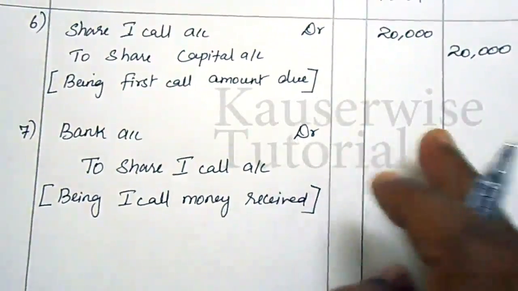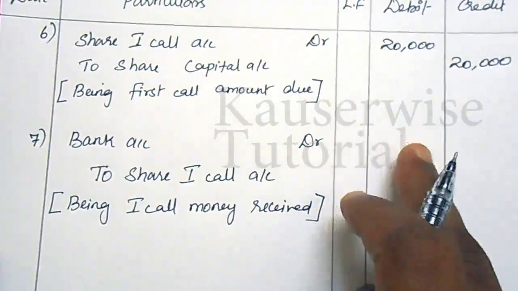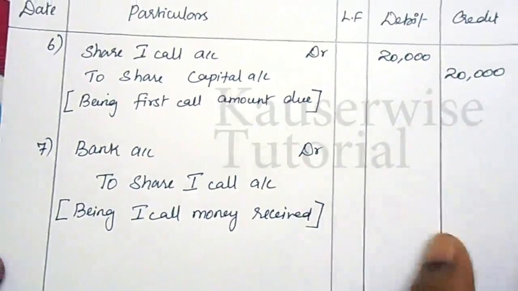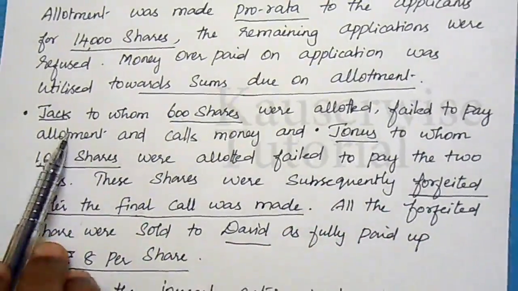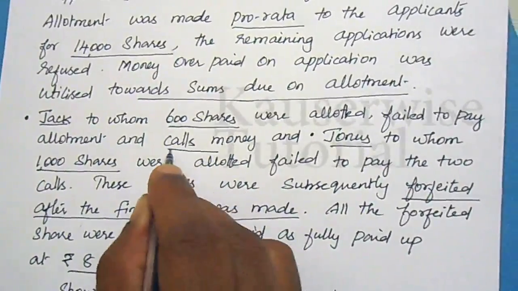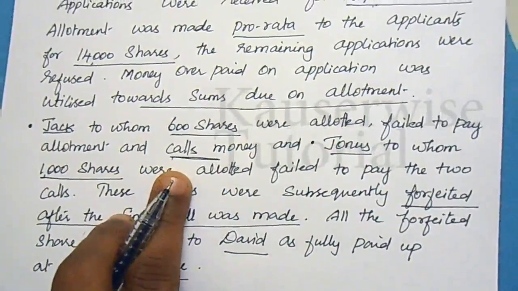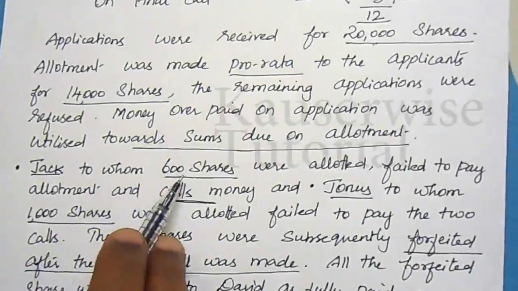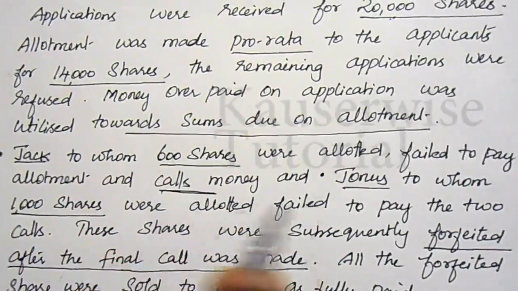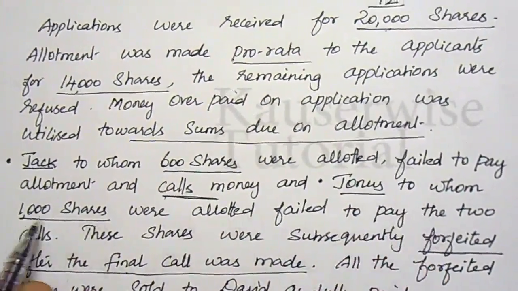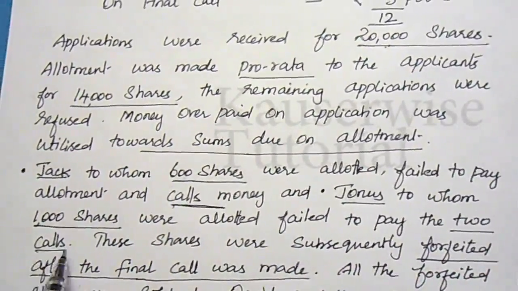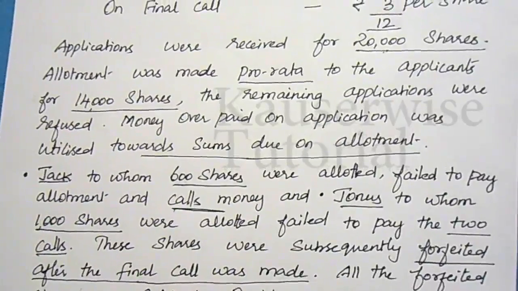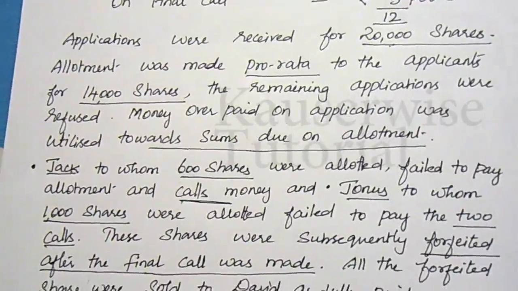Okay, so before you enter the amount which you have received on first call, see the adjustment. Jack, to whom 600 shares were allotted, failed to pay allotment and calls money. So calls money means both first call and final call. So Jack failed to pay first call, and Jonas, to whom 1000 shares were allotted, failed to pay two calls. Two calls means both first call and final call. So both the parties failed to pay calls money.